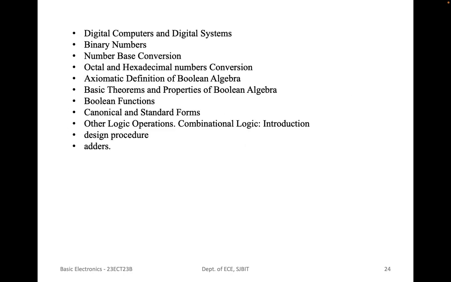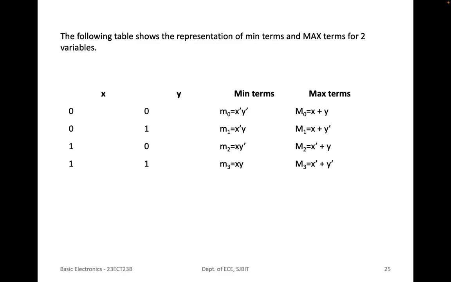So in today's session we'll discuss the canonical forms, or we say the standard forms. We'll get four Boolean product terms by combining the two variables x and y with logical AND operation. These Boolean product terms are called minterms or standard product terms. The minterms are x dash y dash, x dash y, x y dash, and x y.